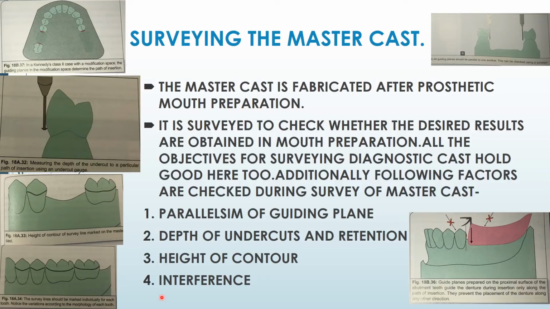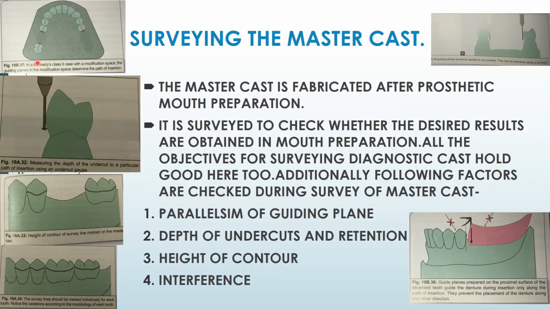And the last is interference. Interference to insertion and removal for the particular path of insertion is checked with the help of an analyzing rod. Interferences can be many, like the undercuts. If there is the presence of tori or something, it can act as an interference. That interference is checked with the help of an analyzing rod.